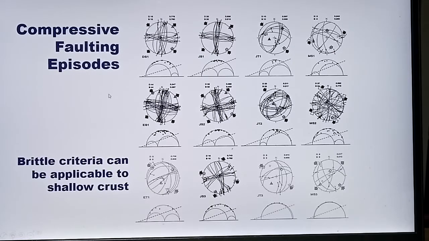In order to determine the stress magnitude, especially additional horizontal stress, we try to determine the friction line for the strike-slip or reverse faulting type populations. For this, brittle criteria can be applied to shallow crust. So we utilized fault populations of shallow depths.